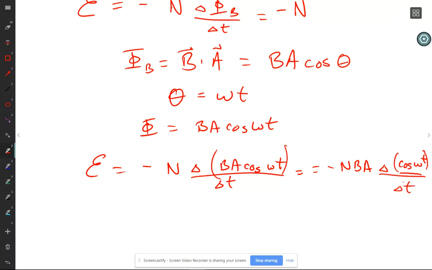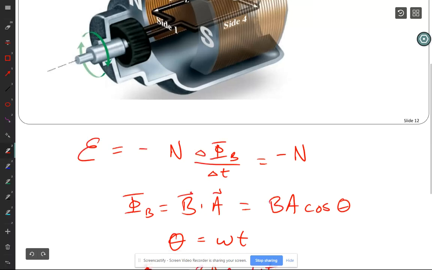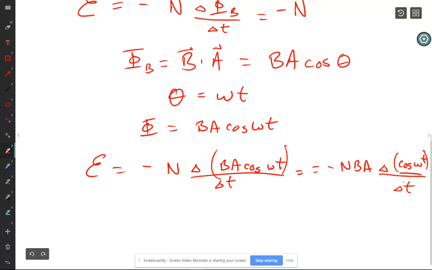At this point, we turn to our friends with calculus. Delta, in calculus, becomes a d, right? Because delta means changing for a finite size, and d means a change for an infinitesimal size. The true form of this all the way from the beginning was minus N dΦ/dt. That's the true form. So if you take the derivative of cosine omega t with respect to time, what do you get?